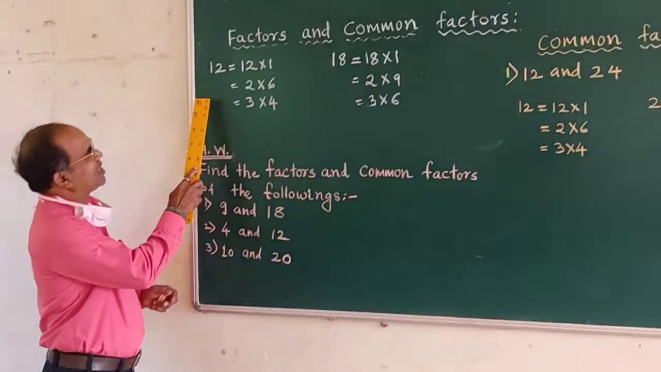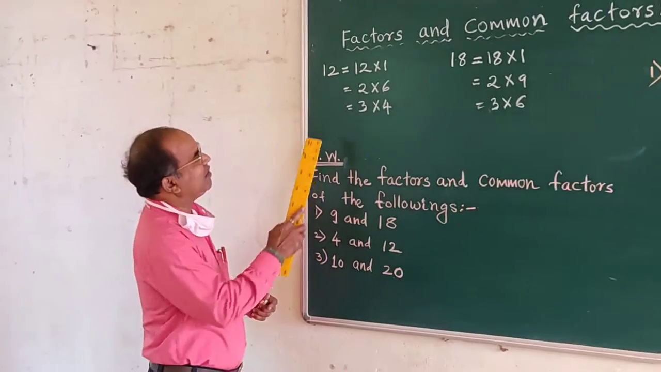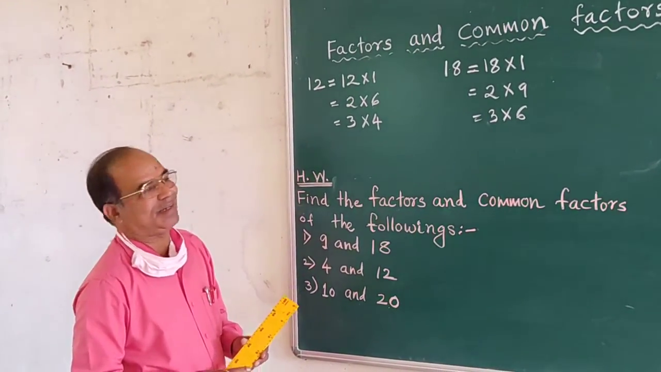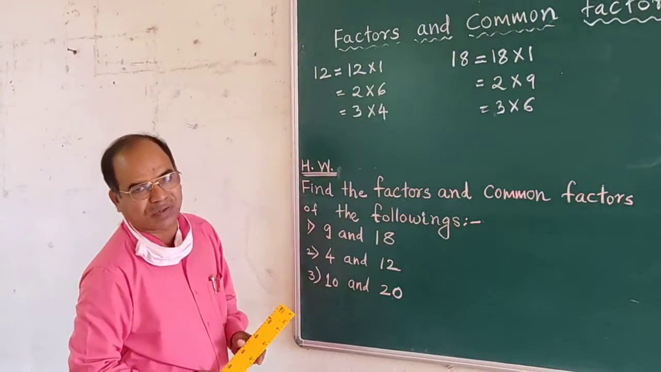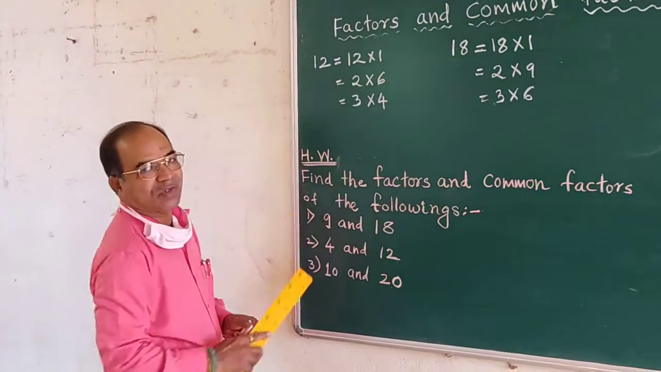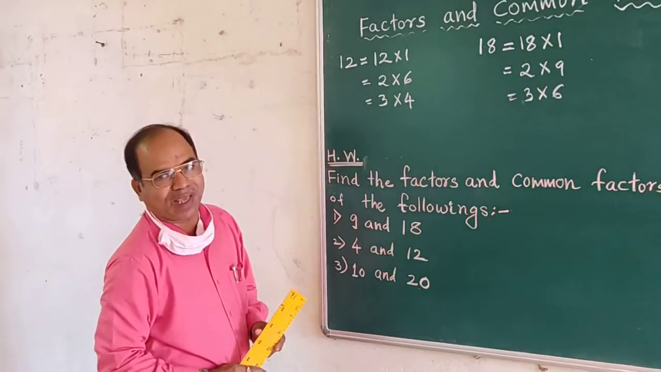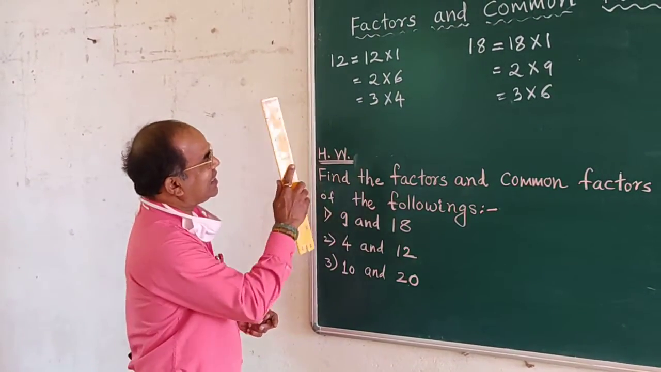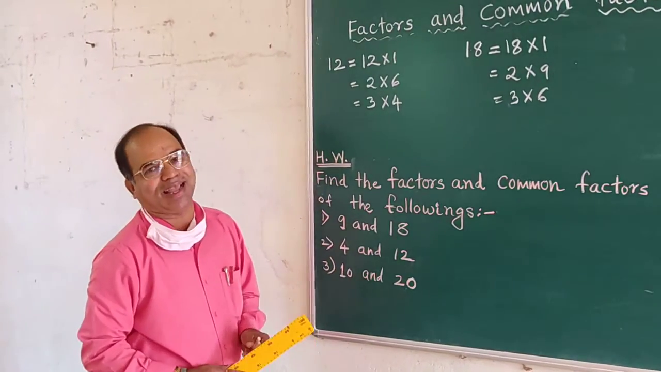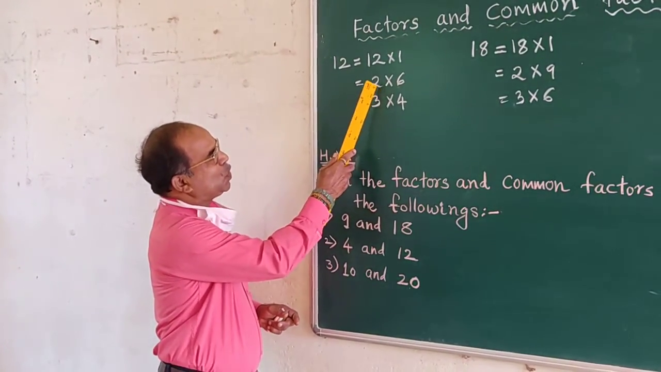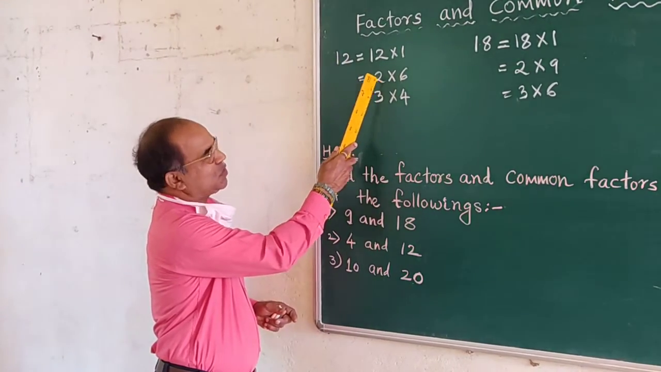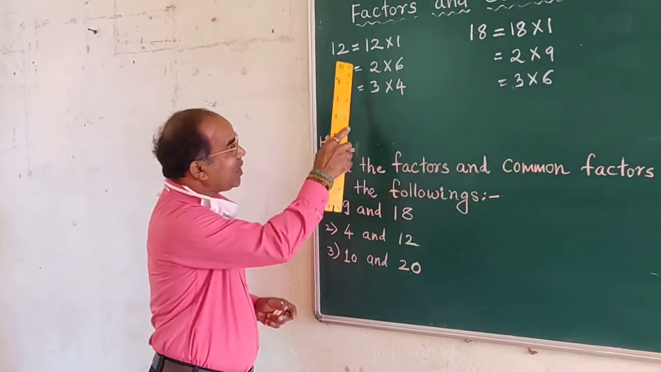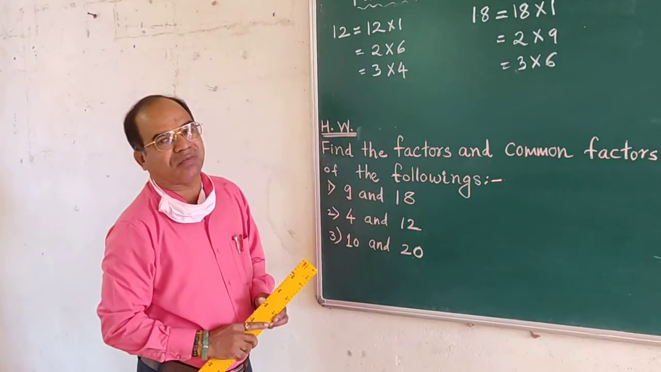For example, you can see here 12 is a number, and now we have to find out by which numbers 12 is exactly divided. So you can see 1 into 12 is 12, then 2 into 6 is 12, 3 into 4 is 12. That means all these numbers, that is 1, 2, 3, 4, 6 and 12, divide 12 exactly. For example, if you take 12 divided by 2, that means 6 times 2 you get 12. That means all these numbers are factors of 12.